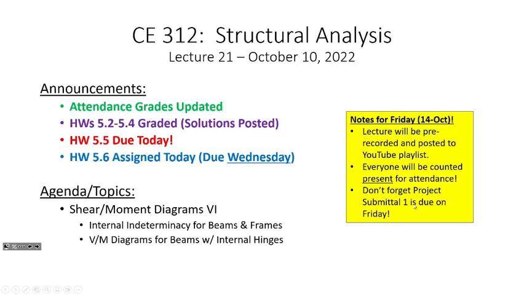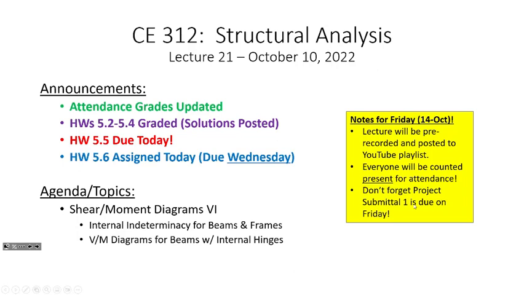But don't forget that your project 1 submittal is due Friday. So Wednesday, we'll probably take a little bit of time to see if anybody has any questions about it. As for updates, attendance grades are up to date. All the homework grades are up to date. Homework 5.5 is due today. Homework 5.6 is assigned today, and it's due Wednesday. I'm going to assign homework 5.7, but it's not going to be due until Monday because you've got your project submittal due on Friday. I really don't like having two things due at the same time. I try to avoid that as much as humanly possible. Sound good?